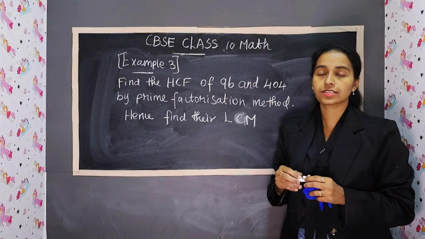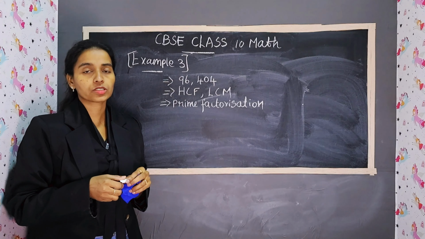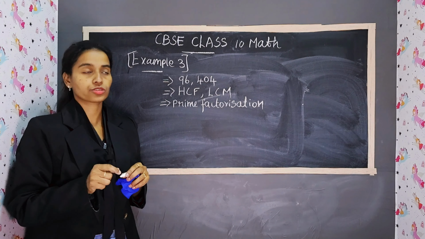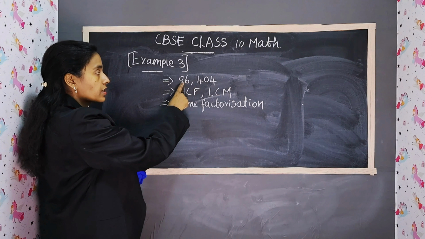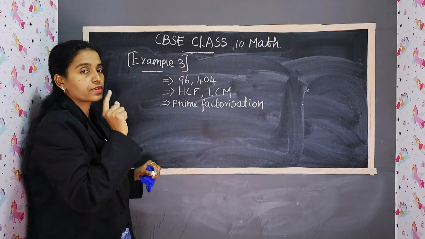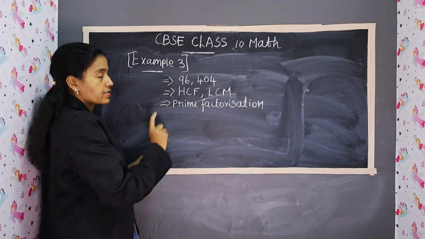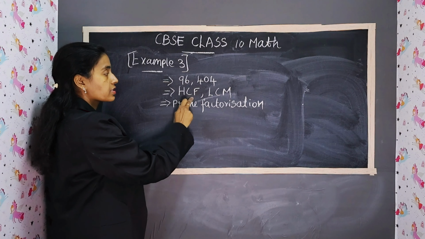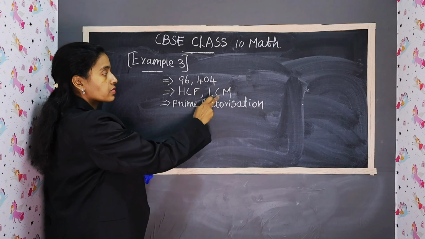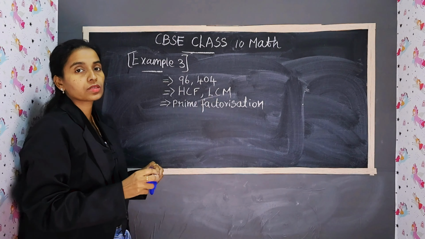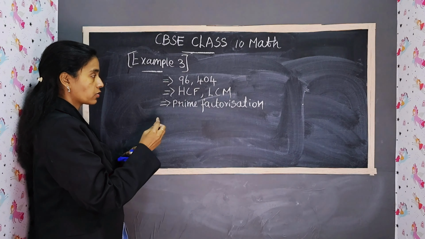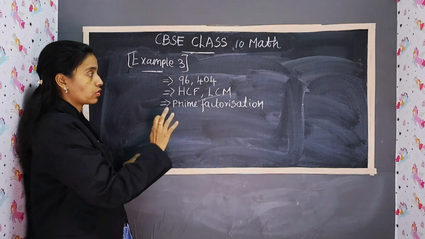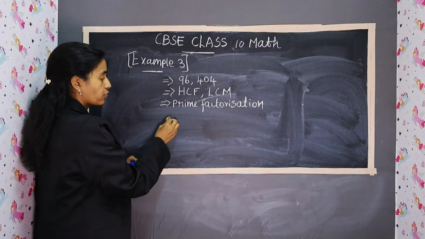Now we can see the solution. For the solution, we have to write what is given in the question. What is given in the question? 96 and 404. We have to find out HCF and LCM using the prime factorization method. HCF is the highest common factor, LCM is the least common multiple. Now we are going to use the prime factorization method for finding the prime factors of 96 and 404.